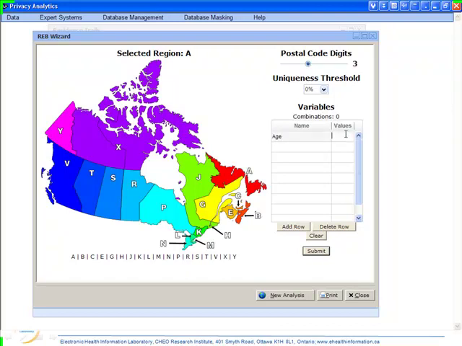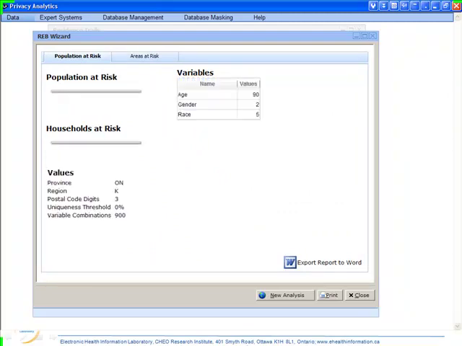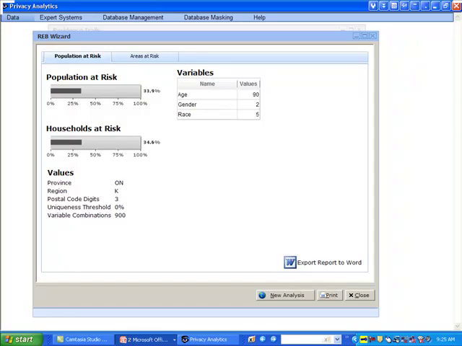So let's say here, if we're collecting age, and let's say there are 90 possible values for age. Let's say we're collecting gender, and there are 2 possible values for gender. And let's say we're collecting race, and there are 5 possible values for race. And at the same time, we're collecting the 3 digits of the postal code. So we have 3 digits of the postal code, age, gender, and race. Just these pieces of information. And let's look at what percentage of the population in Eastern Ontario is unique. And here you'll see that around 34% or so of the population will be unique on these 4 variables only.